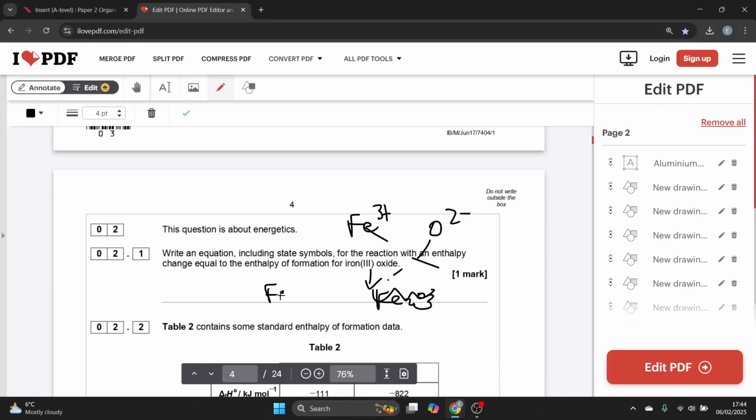So Fe2O3, enthalpy of formation. So I'm forming that. And what is that? That's a solid. So I've got Fe solid plus O2 gaseous. Obviously I need to balance it out. I need 2 here and I need 3 over 2 here. 2Fe solid plus 3/2 O2 gaseous arrow Fe2O3 solid.